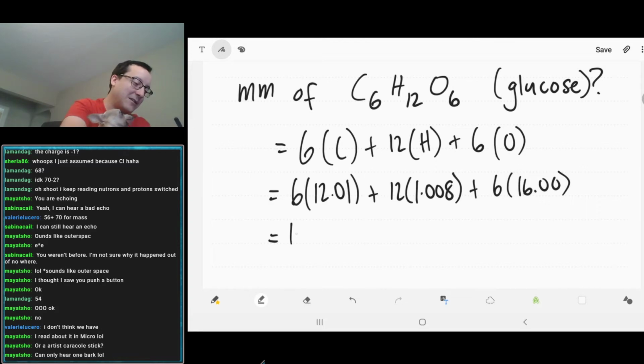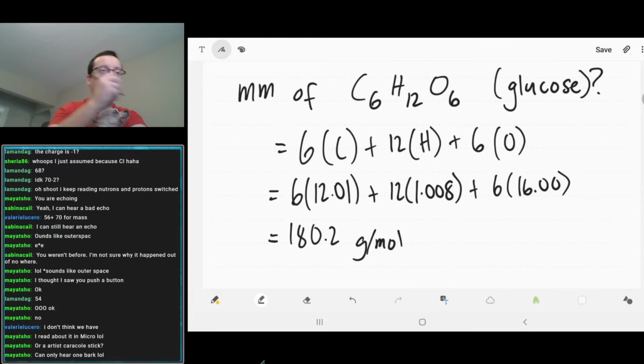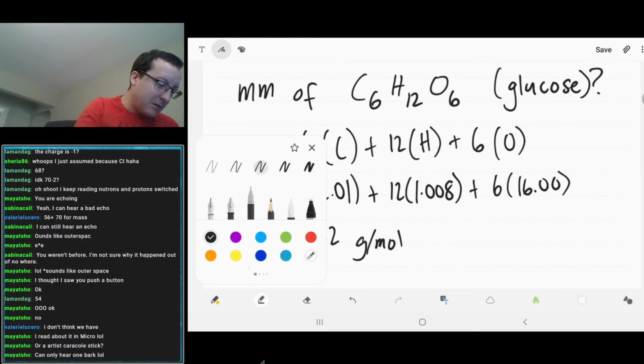You put that all together, it's going to be about 180.2 grams per mole, or 180.2 atomic mass units. Either one, depending which unit you want. Again, they're the same unit, so interchangeable. Okay, you're probably wondering about sig figs with this stuff. I'm just going to tell you, don't worry about sig figs with molar masses. Okay? Typically, just give like 4. 4 is usually a good number.